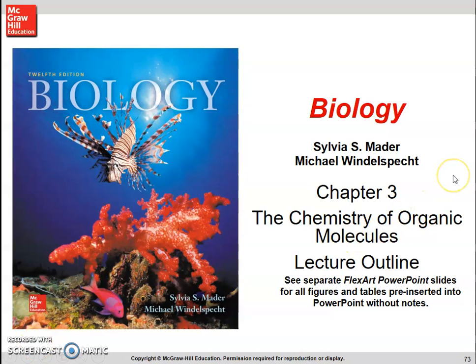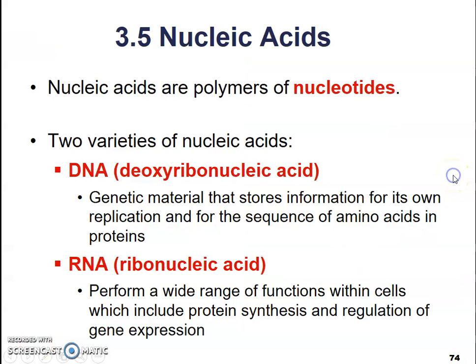Alright, hi guys. We are continuing with chapter 3. We are working on section 5, nucleic acids. Nucleic acids are a polymer of nucleotides. That's the base monomer unit.